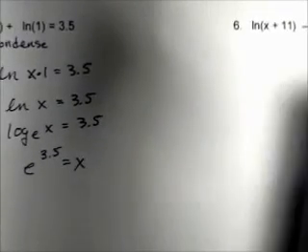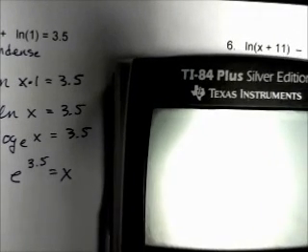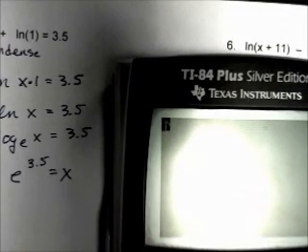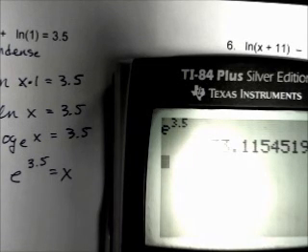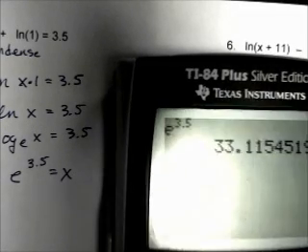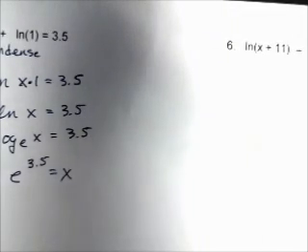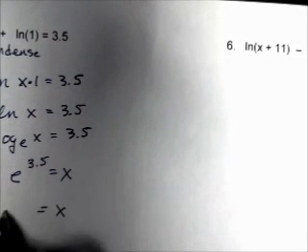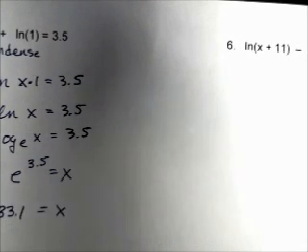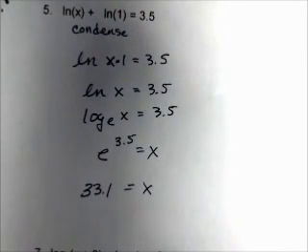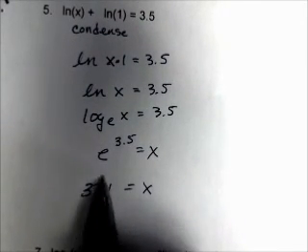Go to the calculator, e to the 3.5. And looking back at the directions from the other page, it says round to nearest tenth when necessary. So that'd be 33.1. So x equals 33.1, which is certainly greater than 0, certainly positive.